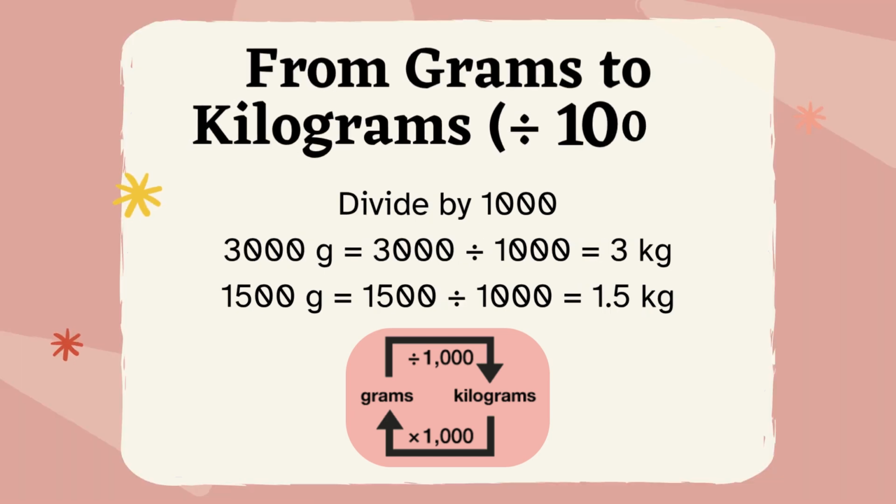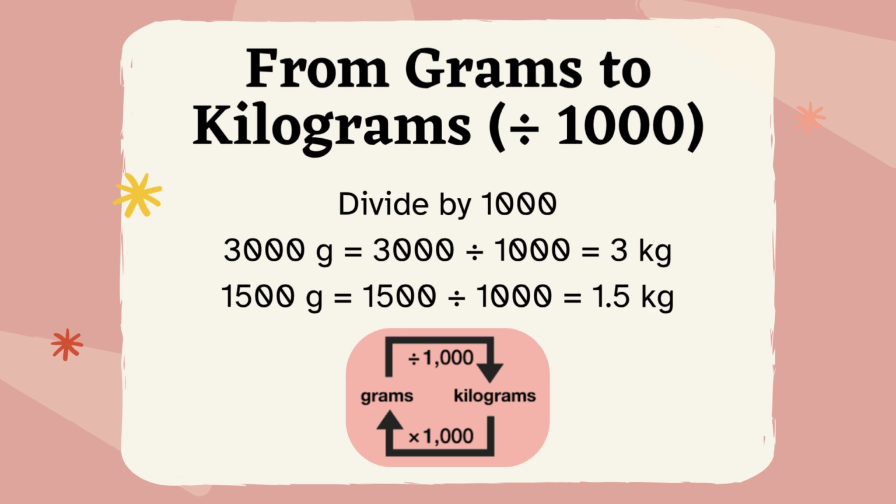Let's do another example, but now we go from grams to kilograms. So now we have to divide by 1000. If I have 3000 grams and I want to go to kilograms, I must divide by 1000. So 3000 divided by 1000 equals 3. So our answer is going to be 3 kilograms. So I have 3000 grams. I want it in kilograms. I can say 3000 divided by 1000 equals 3.